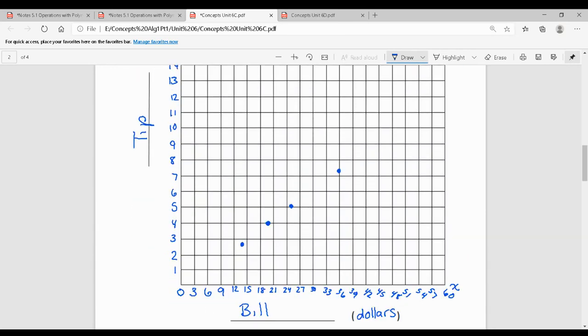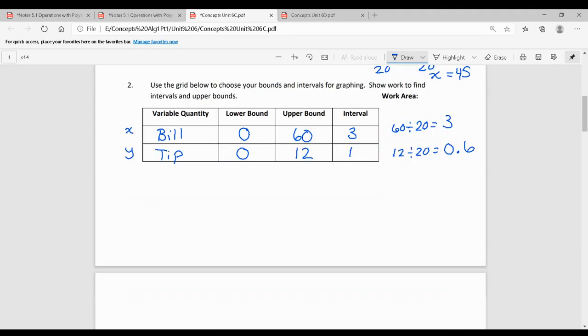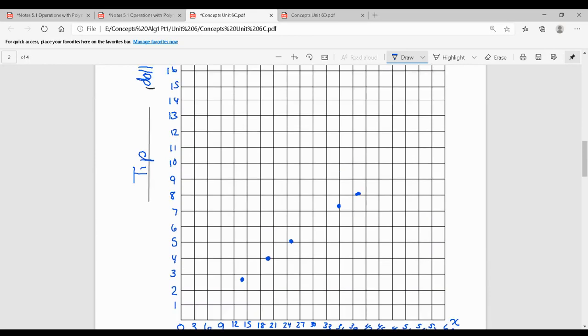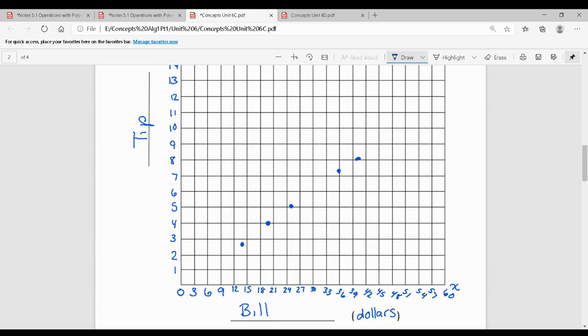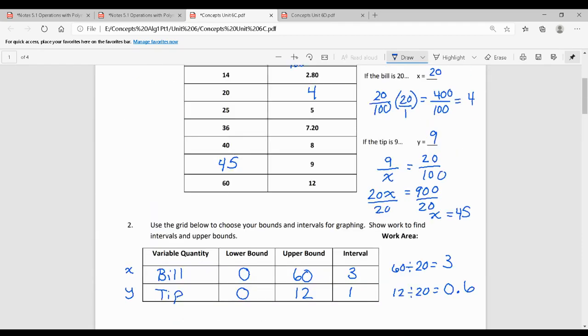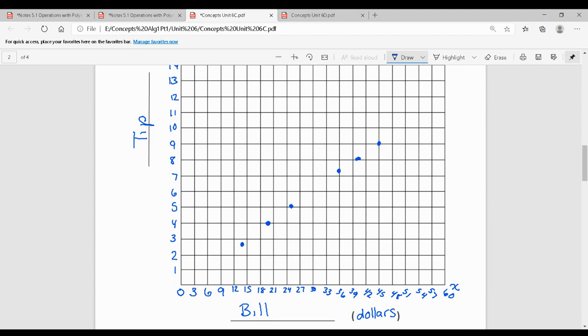And we have 48. So 40 is just past the 39 and up to 8. Still looking good, right? Everything is nice and linear. 45, 9. This one will be nice because it's right at an intersection. Still looking good. All those points are nice and linear. And then 60, 12. So 60 is at the end and 12 is up top.